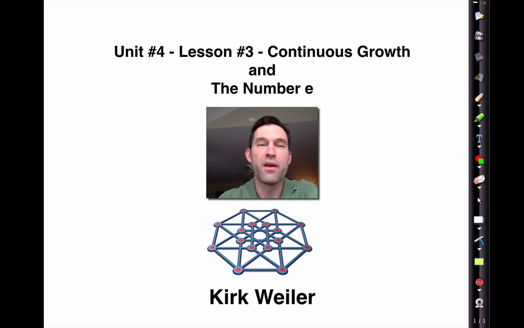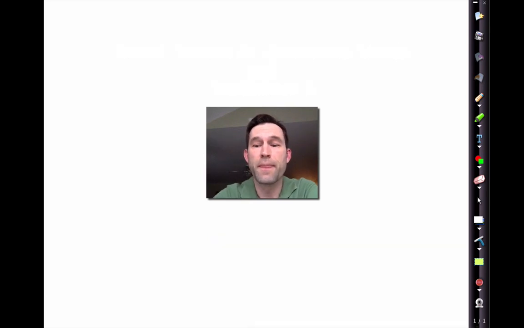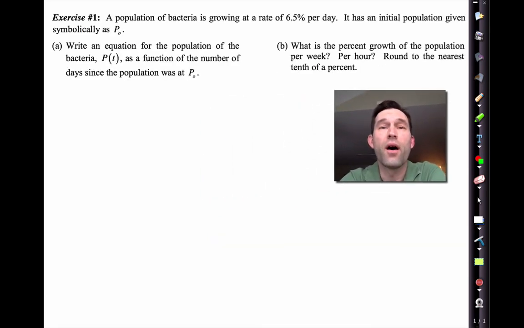So let's take a look at the startup exercise in this lesson. In exercise number 1, we're just going to work with some percents like we've been working with for the last few lessons. It tells us that we have a bacteria that's growing at a pretty robust rate of 6.5% per day, and it has an initial population given by p sub 0. So we don't really know what it is, which probably implies it doesn't matter very much in the problem. Anyway, let's take a look at letter A.